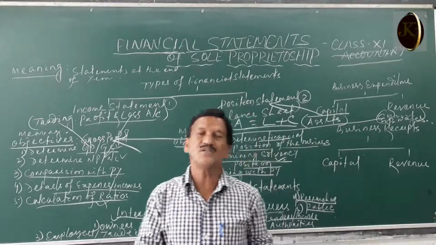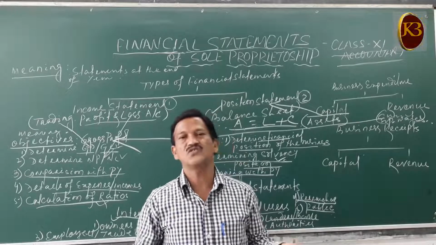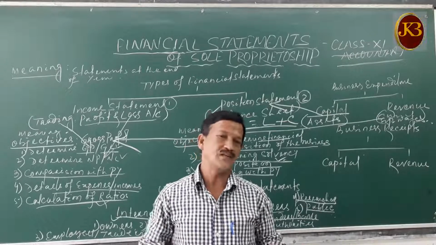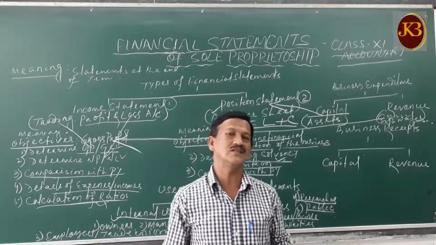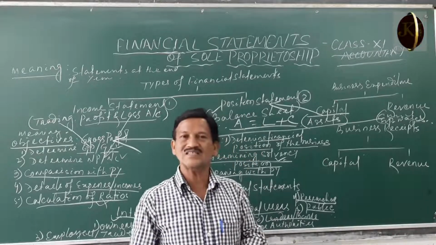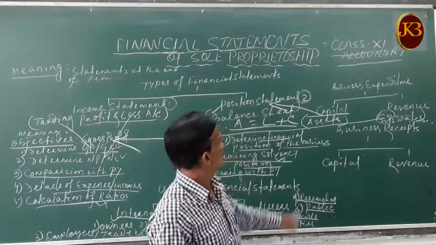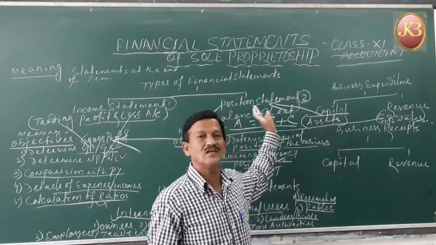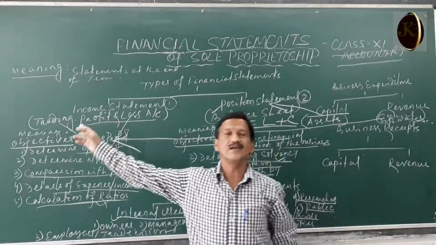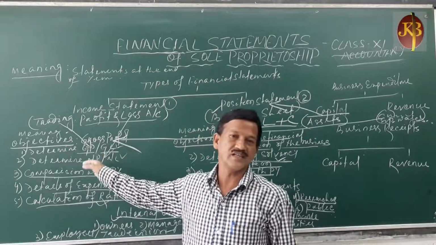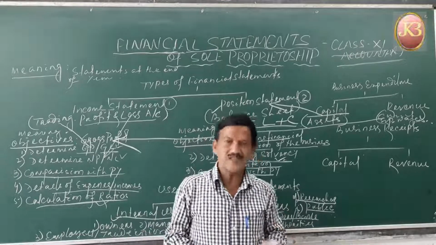Business capital expenditure and revenue expenditure. Revenue expenditure is short term in nature, capital expenditure is long term in nature. Capital expenditure is purchase of assets. Revenue expenditure is incurring current expenses, immediate expenses to get the immediate benefits. So the treatment is: capital expenditure is shown in the asset side of the balance sheet and revenue expenditure is shown in the debit side of the income statement or trading profit and loss account. That is the treatment in the financial statements.